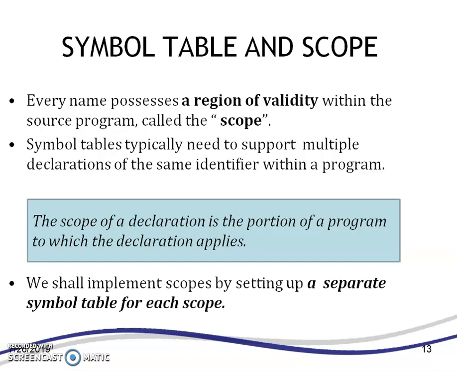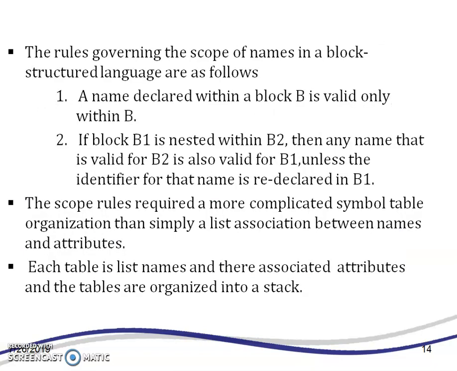A symbol table typically needs to support multiple declarations of the same identifier within a program. The scope of a declaration is the portion of a program to which the declaration applies. We shall implement scope by setting up a separate symbol table for each scope.